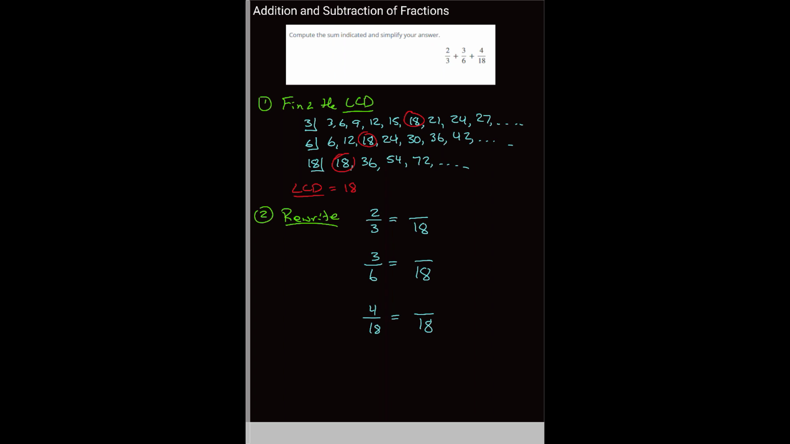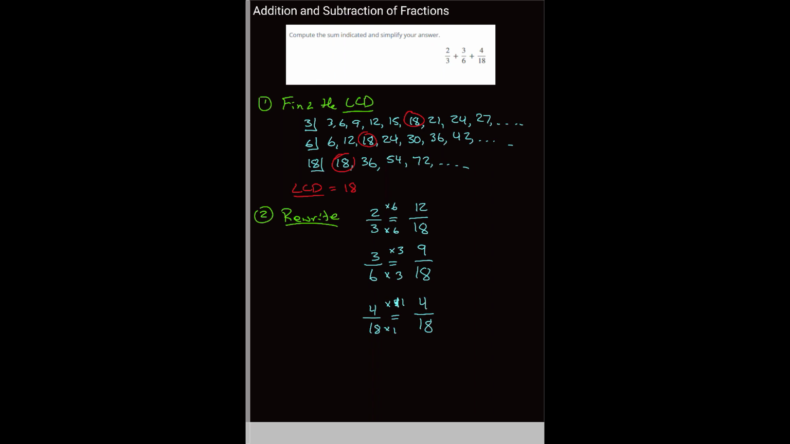So the number that would go on the top here, using previous processes, previous examples: 3 times 6 gets you 18, so 2 times 6 gets you 12. 6 times 3 is 18, so 3 times 3 is 9. 18 times 1 is 18, so 4 times 1 is 4.